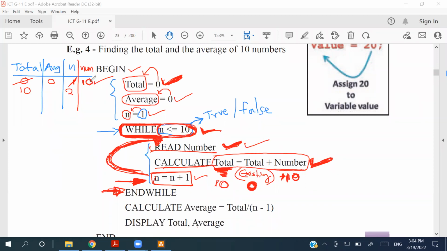So if it is true, then the read number will happen again. That means earlier we entered 10, now let's enter something different, 20. Then this line will happen again: total equals total plus number. Total is 10 for the moment. Total plus number means total plus 20, that means 10 plus 20, it's going to be 30. So total will become 30. Then the value of n is going to increase. So 2 is going to become 3.